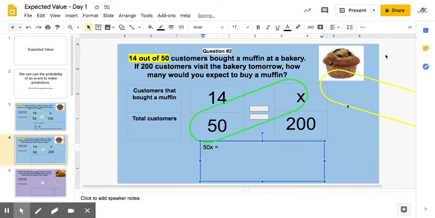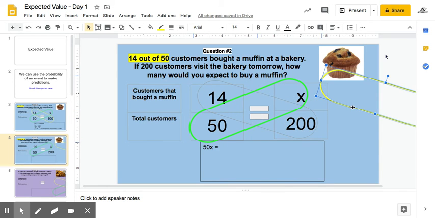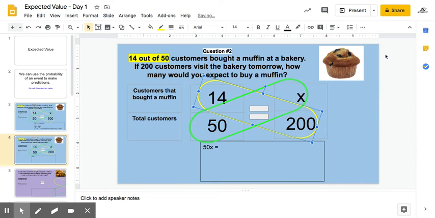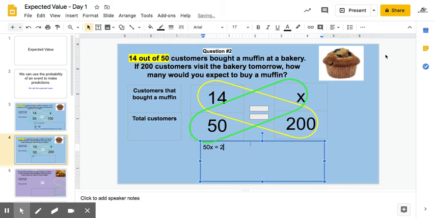Bring down your equal sign. Then I'm going to multiply 14 times 200. 14 times 200 is 2,800. Okay. Now I need to solve this equation down here. Again, I got to get this x all by itself. Got to do the opposite of what I see. The x right now is being multiplied by 50. I got to do the opposite. The opposite of multiplying by 50 is dividing. So again, I'm going to underline this just to show that I'm dividing.